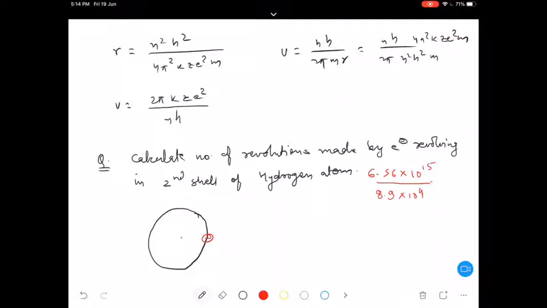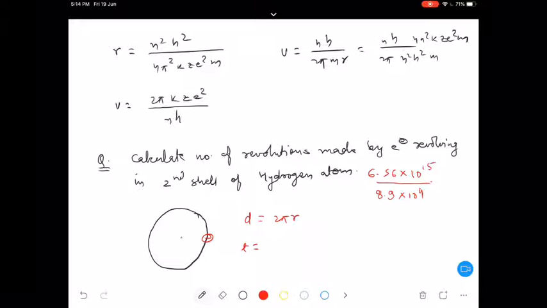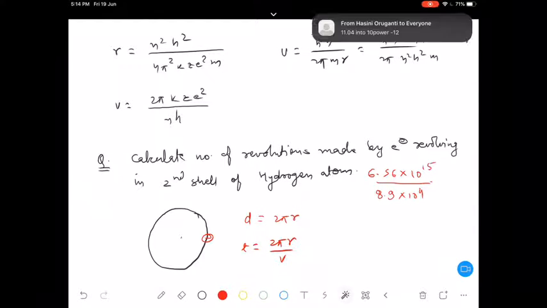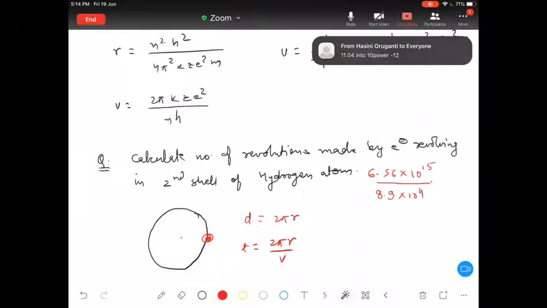This electron, its velocity we have defined. Now, distance traveled in one revolution will be 2 pi r. Correct? This is distance traveled for one revolution. Now, time taken for one revolution is the distance traveled upon velocity. Distance is velocity into time. So 2 pi r by v, that we can define. R for this orbit we know. This is r, 10 to the power minus 12.